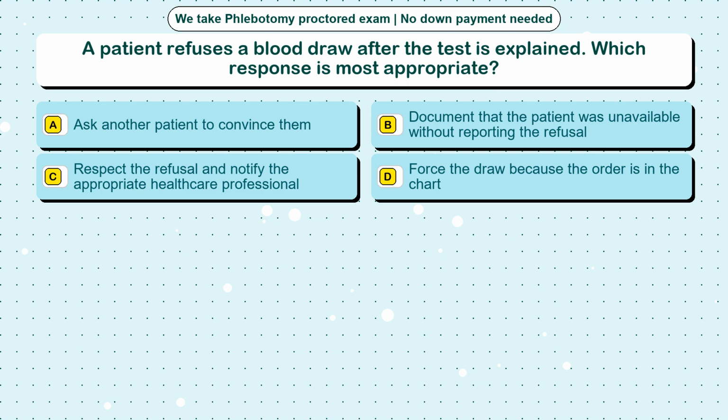Document that the patient was unavailable without reporting the refusal. Option C. Respect the refusal and notify the appropriate healthcare professional. Option D. Force the draw because the order is in the chart.